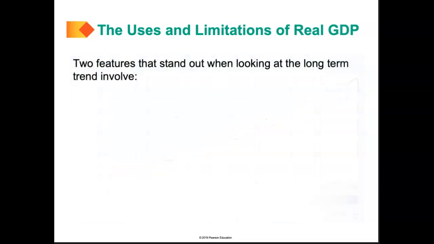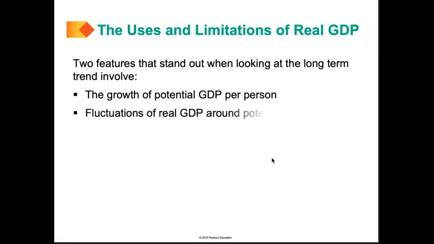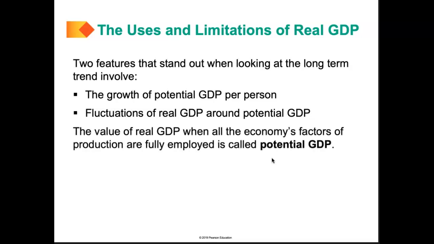Some things we need to look out for when we look at the long-term trend are the growth of potential GDP per person, and the fluctuations of real GDP around potential GDP. Potential GDP is the maximum output, or the maximum income, a country can gain if it employs all its factors of production. If all its resources are used, the GDP the country can produce is known as potential GDP.